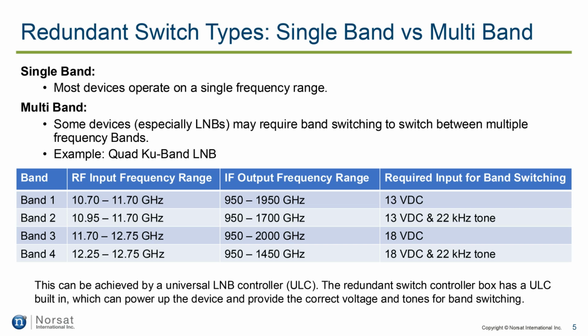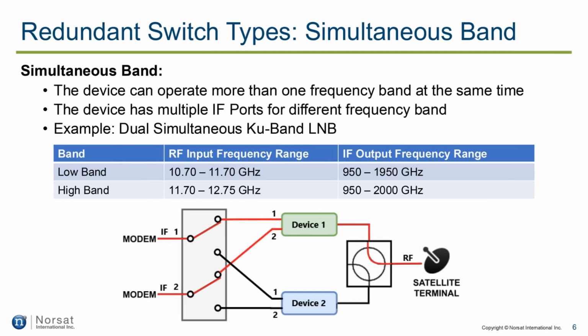GHz bandwidth. These voltage and tone signals are provided by a universal LNB controller or ULC, which is built into the redundant switch controller box. The ULC ensures that the appropriate voltage and tone are applied to the LNB to switch between different frequency bands as needed. Now let's go over simultaneous band operation.